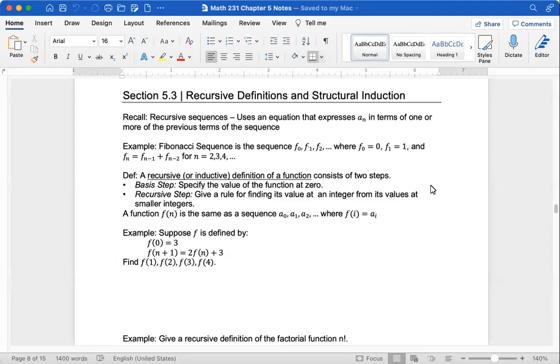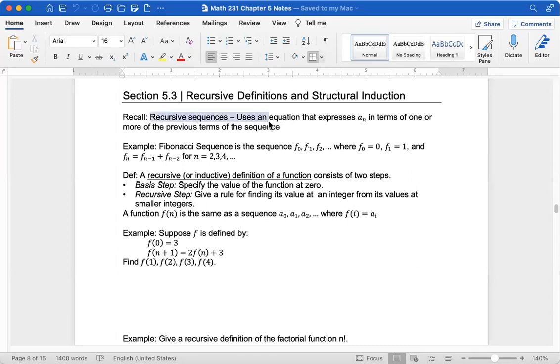In this video, we're going to talk about some recursive definitions, and then in the next video, we'll finish with structural induction. But right now, we're going to focus on what recursive is. We've talked about it previously, recursive sequences in particular, and here I pulled up the definition right here.